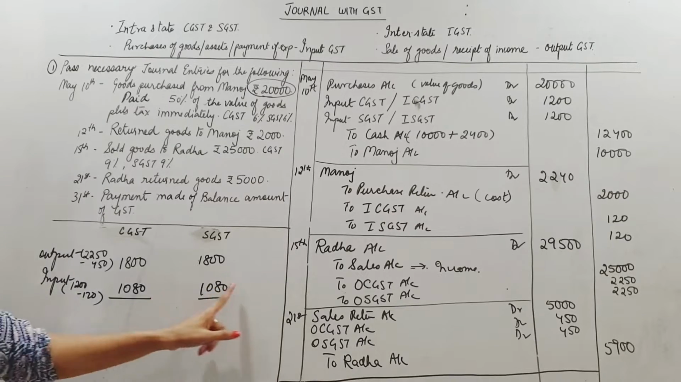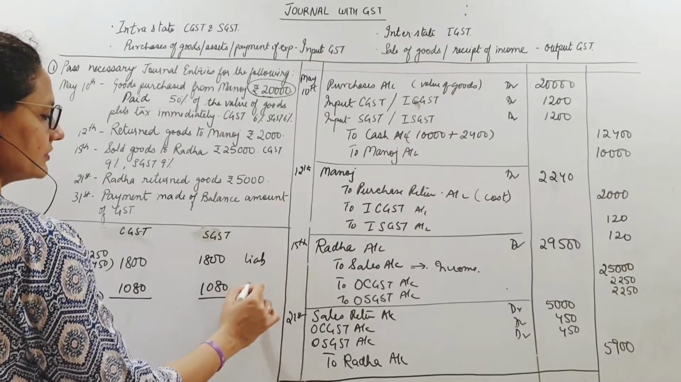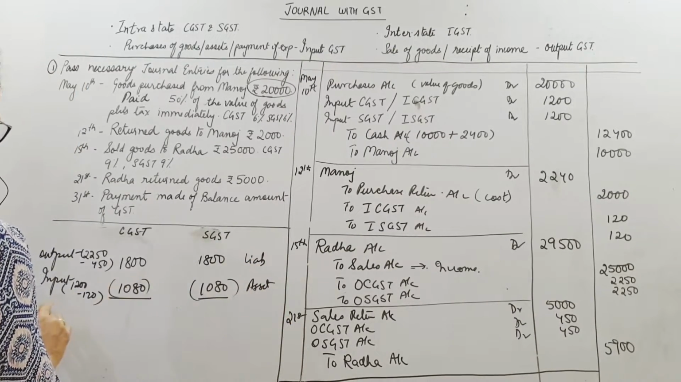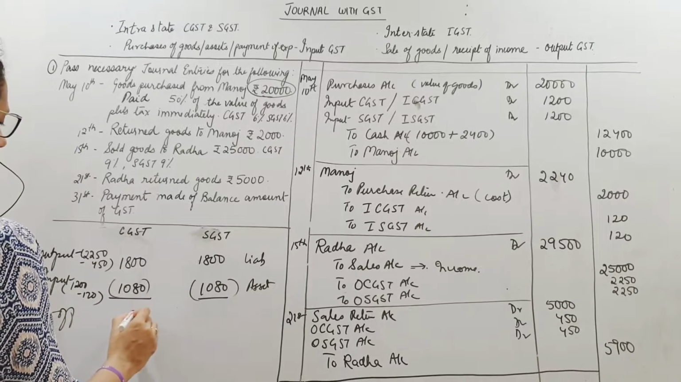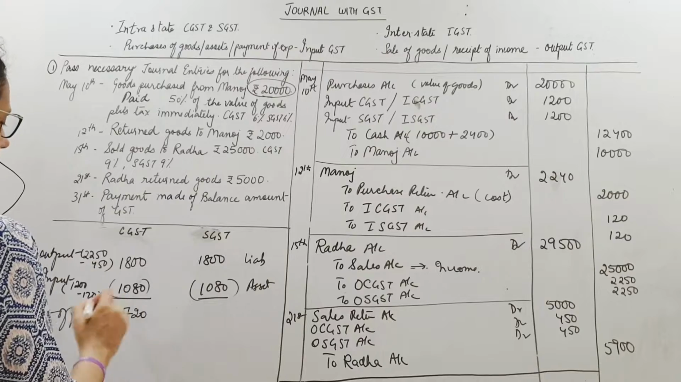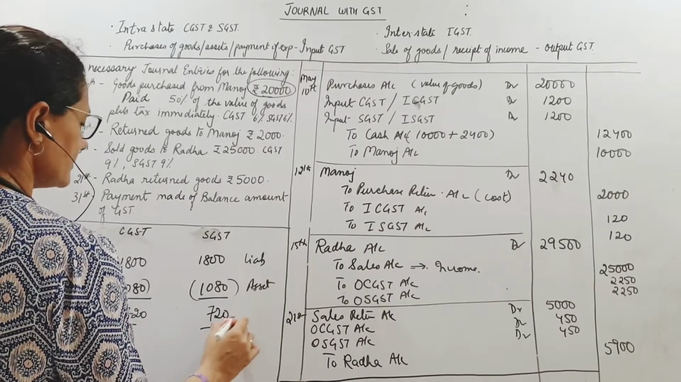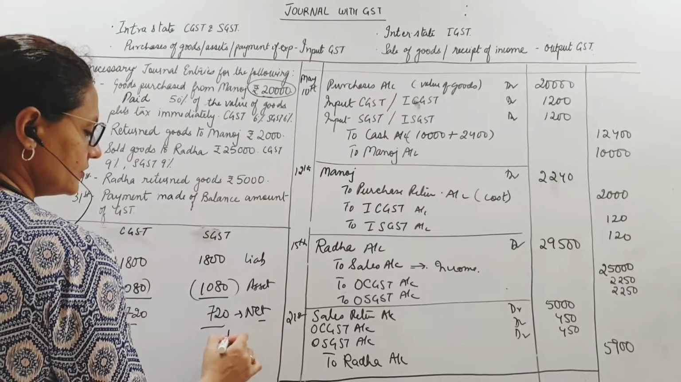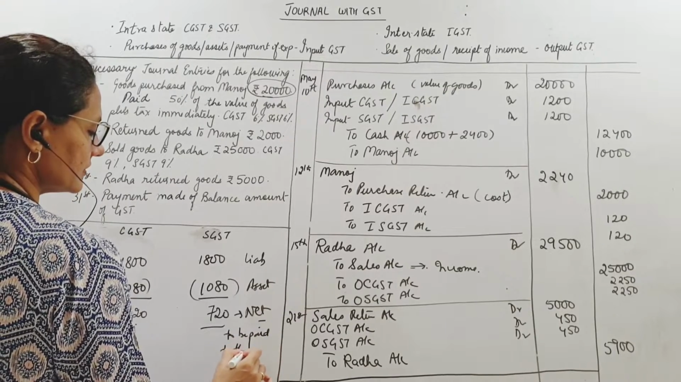1080. So my input tax is less, output tax is more. Liability is more, asset is less. So let's set it off. Okay? This is the set off. So I will subtract this, 720. This amount is my net liability to be paid to the government.